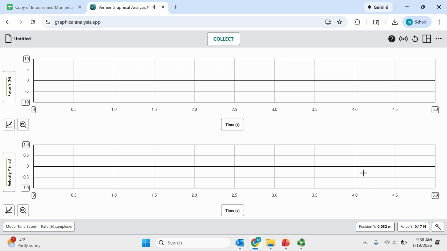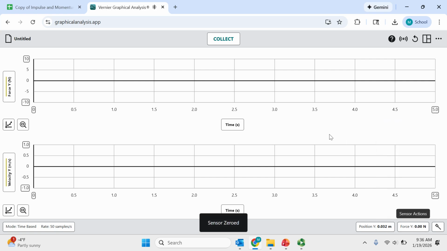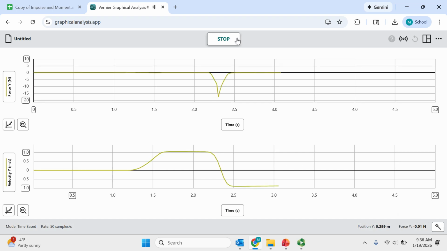So now that I'm ready, I'm going to come down here and zero out my force sensor so that I know that 0 force is when the sensor isn't being pushed on or pulled on. And then I'm going to hit collect, and I'll push the cart toward the end of the track and let it come back. I'm actually going to do it again because I don't like that little spike in there. Let's try it again. There.